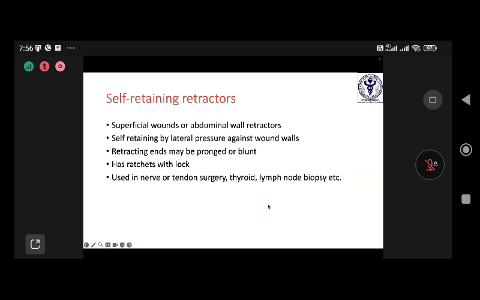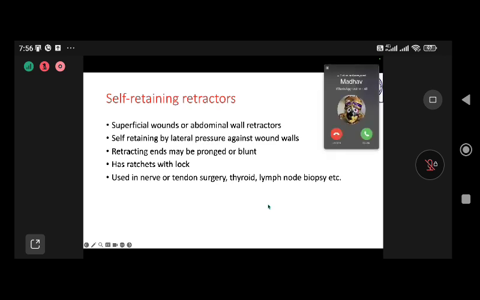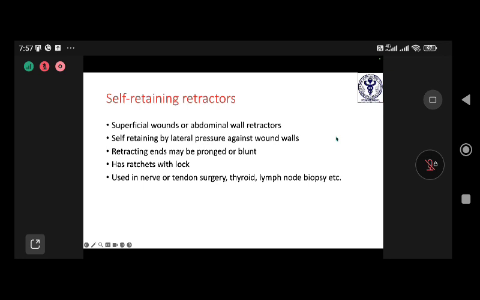Where it is used, again, it can be used for either superficial wounds or abdominal wall retraction. So self-retaining, it can have lateral pressure against the wound wall, and the retracting ends may be pronged or blunt. Because it's self-retaining, there has to be some sort of lock, and the lock is through ratchets that you fix and it remains there.